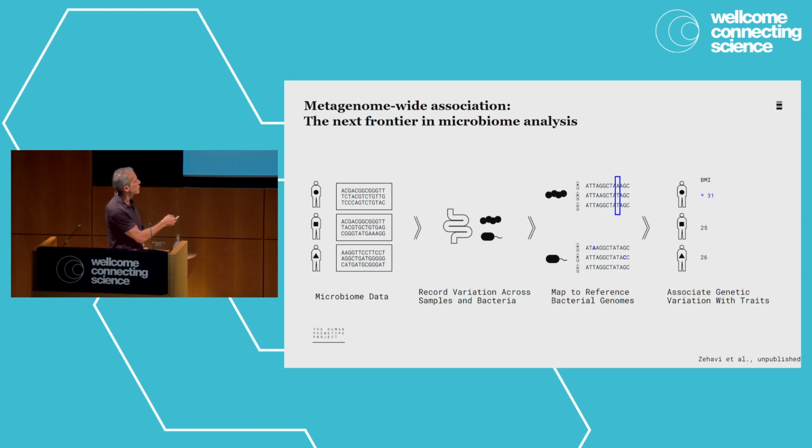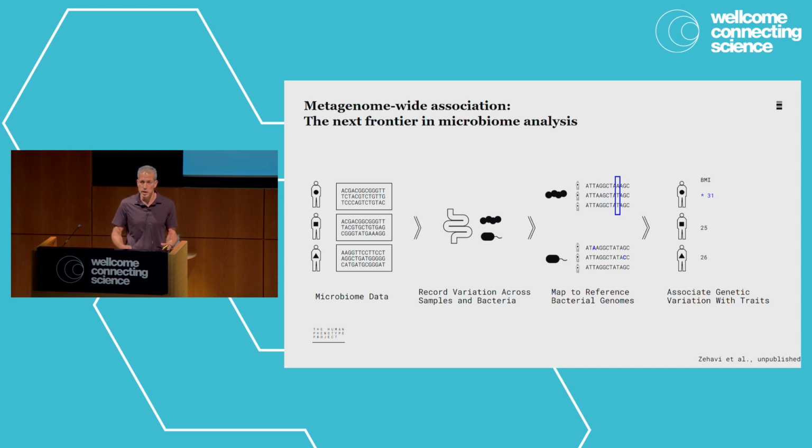The first individual has an A, the other two have a T at this position, and we then associate this genetic variation with the variation that we have for the trait. In this case, we're looking at BMI, and you can see that in this illustrative example, the first individual who has an A has a higher BMI than the other two individuals who have a T, so this could be an association. Obviously, this is just on three samples, so it's an illustration.